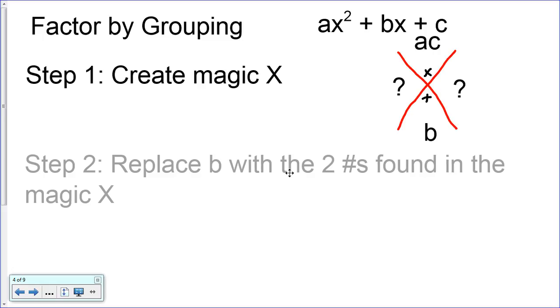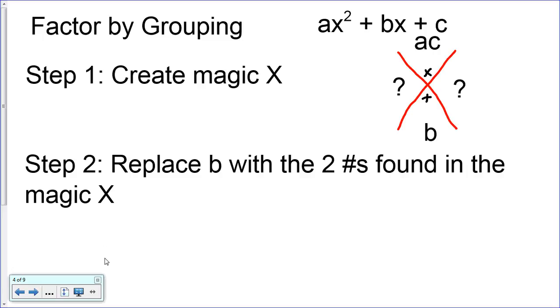Okay? Step 2 is to replace the b that we actually have, the b coefficient, with those two numbers we found in the magic x. So instead of having bx, we could have like 2x plus 3x instead of having a 6x or something. We're just going to replace it and make it into 2 terms rather than 1, and that way we'll have 4 terms total and we can group them together.